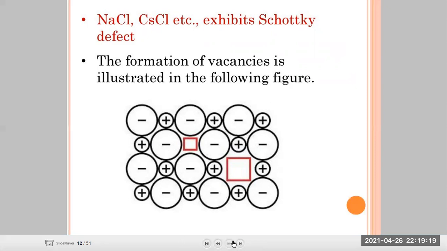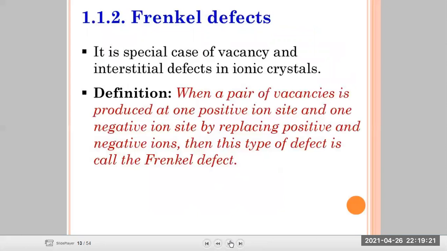Now let's see, when we talk about the Frenkel defect, in a complete pair of positive ions and negative ions which are exactly missing, that is called the Schottky defect. Here, in the Frenkel defect, they are not exactly missing. Some, one of the atoms will be missing, and that is called the Frenkel defect here.